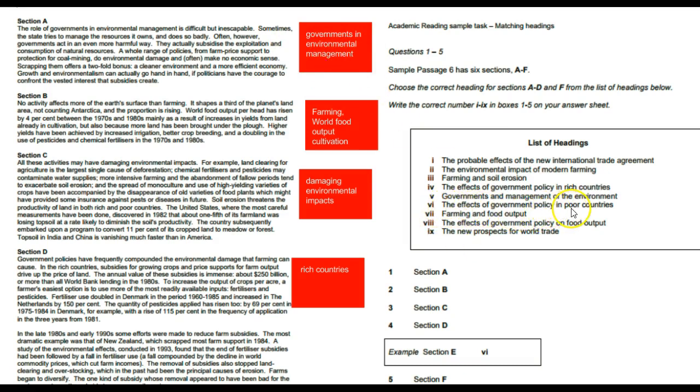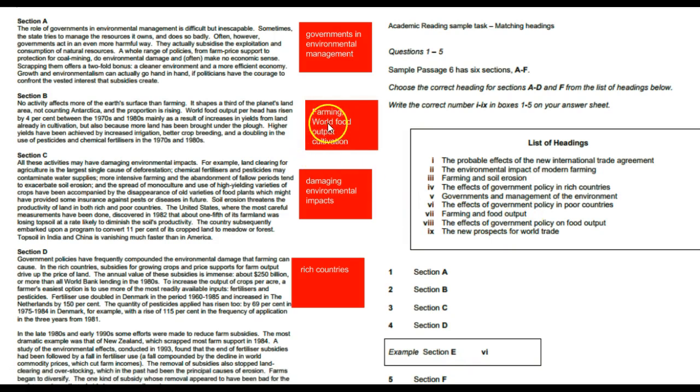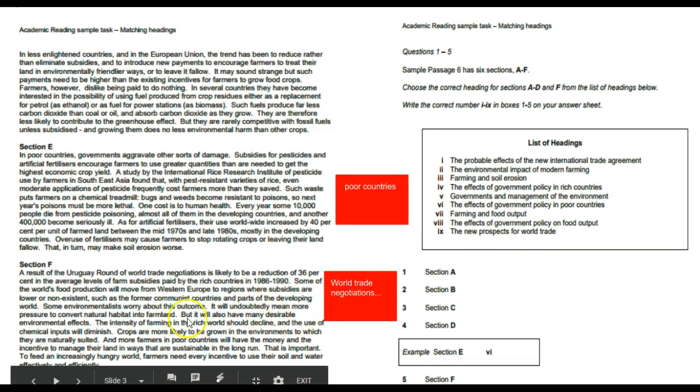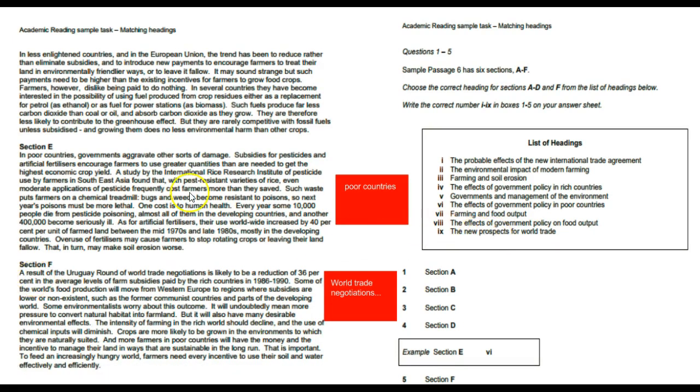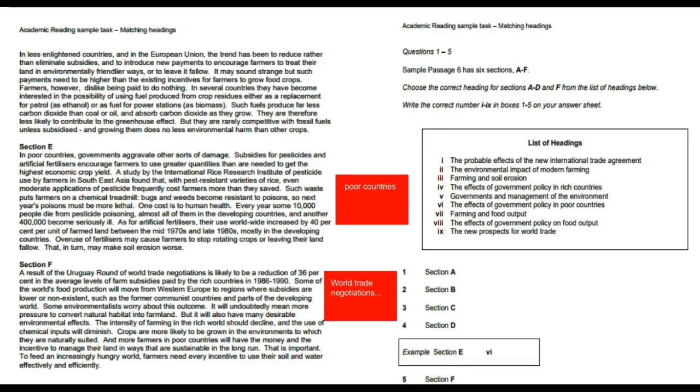Afterwards, the effects of the government policy in poor countries. This was already done for section E. And then farming and food output. I do remember having words like that. World food output, cultivation, farming. This paragraph is going to be that. So we match it with this heading. The effects of government policy on food output. We don't have a paragraph talking about that. The new prospects of world trade. We do have a paragraph about world trade, but it's actually talking about the effects or results, not about the prospects. So the answers would be number 1, 7, 2, 4, and 1 for the sections.